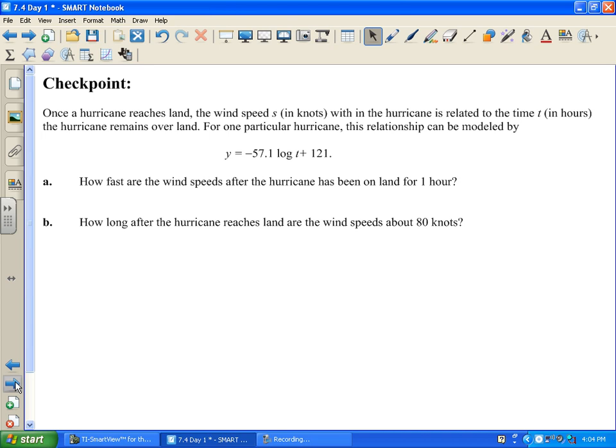This time we're talking about a hurricane and not tornadoes, but it's very similar. Should be using a calculator for it. Good luck. See you guys tomorrow.